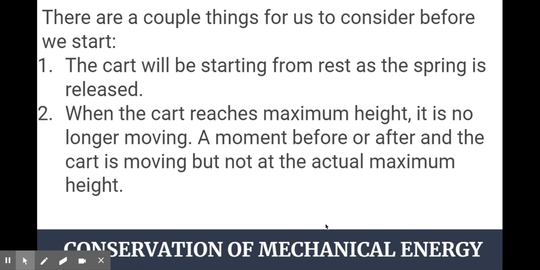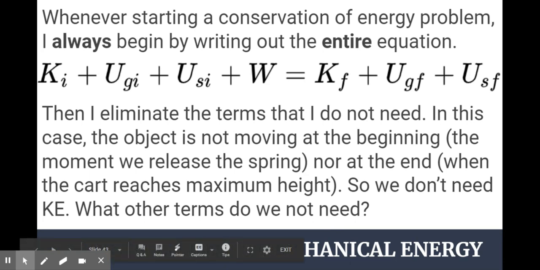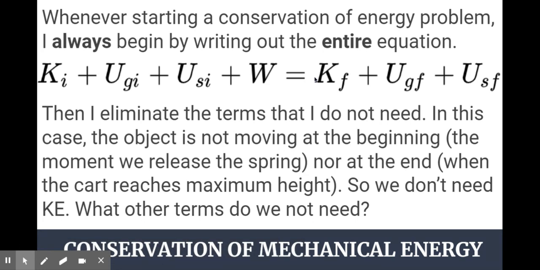That's actually pretty helpful. So anytime I'm looking at a conservation of energy problem, I always start with the entire equation. I write the whole thing out, all of it. Then I go through and I cross out or erase the terms that I don't need. In this case, the object's not moving when it starts, and it's not moving at the end, so I don't need my initial or my final kinetic energy. Those terms can go away, all right? What other terms do you think we don't need?